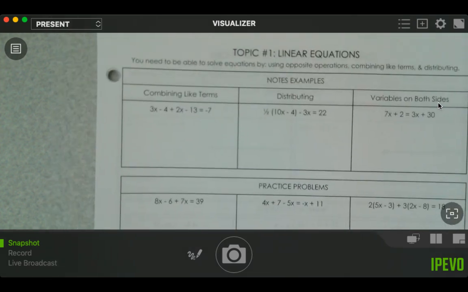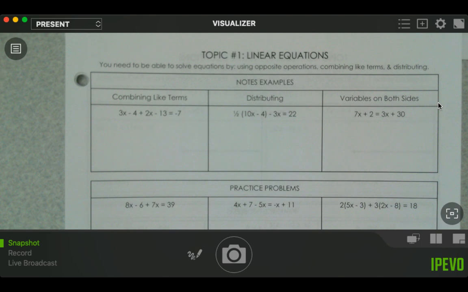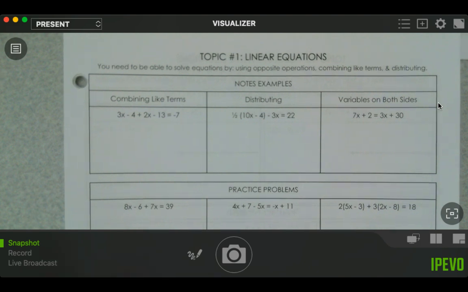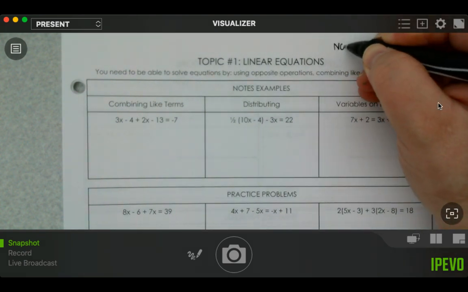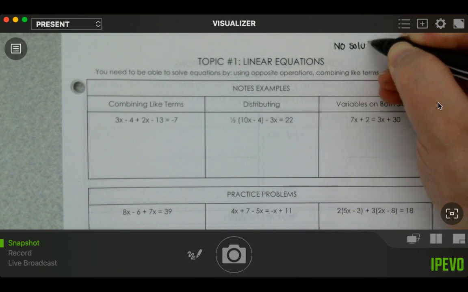So, on the next page, it says topic 1 linear equations. I'm going to go through this part. However, these are things that you should be pretty comfortable with. This is one of those things that you really need to be able to do naturally without having to look things back up.